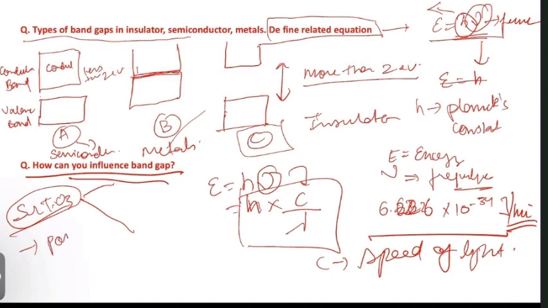Porosity. Porosity affects the band gap. Defects. Introducing defects into the system. Third, what is the third factor? And porosity and defects are completely different entities. Yes, they are different.